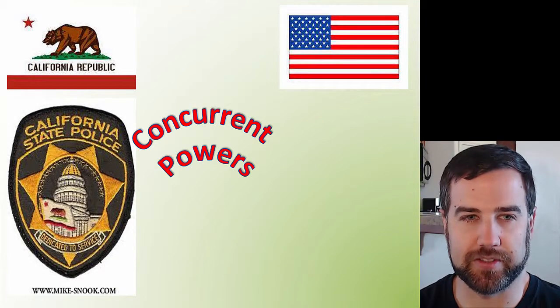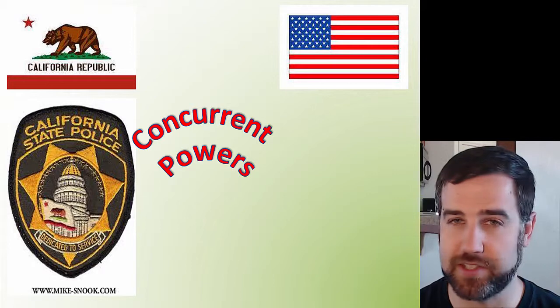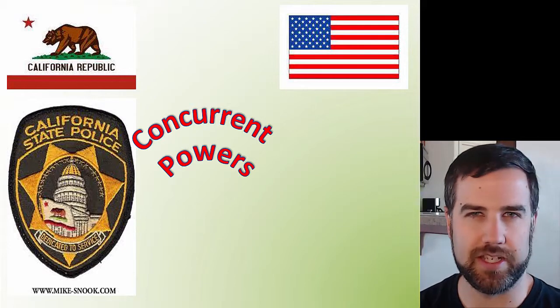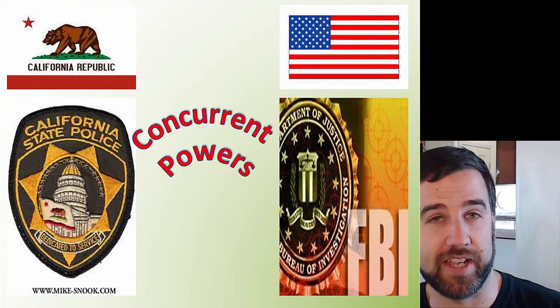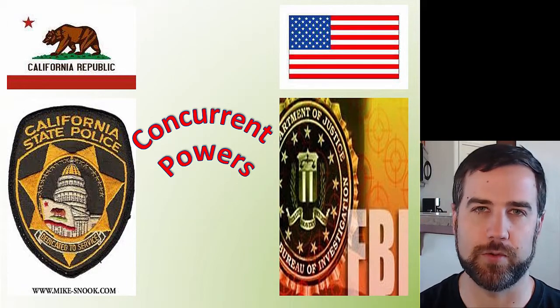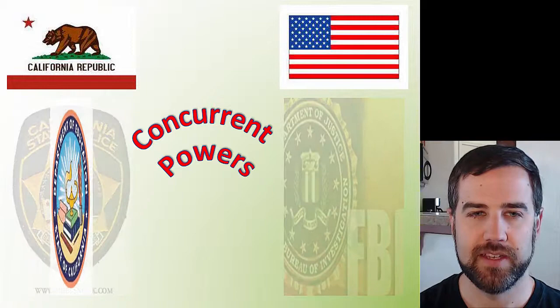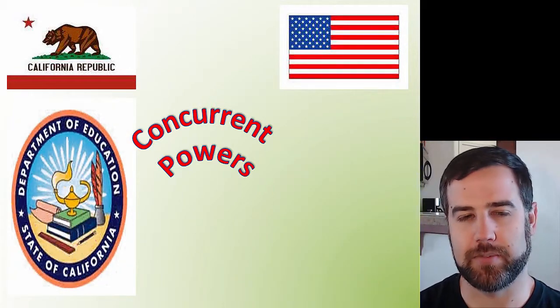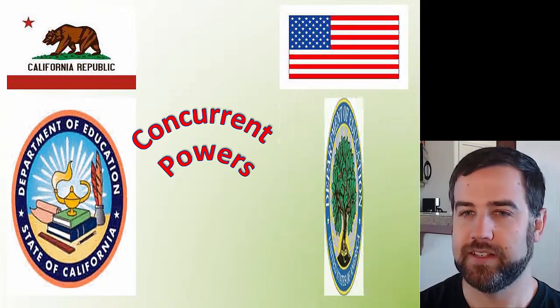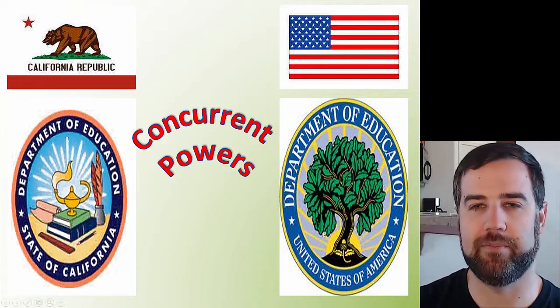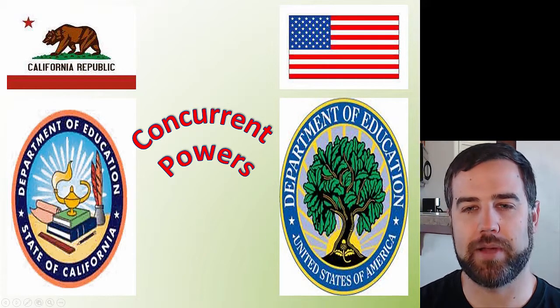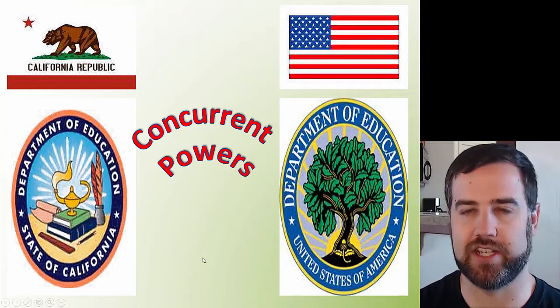So here's another example here, concurrent power. So California State Police Department. So if you go to the CSUB, Cal State Bakersfield, you'll see those around. And then for the federal government, we have the FBI and other organizations that enforce the law. And then for education, we have the Department of Education here in the state of California. And there's also a federal Department of Education. And we kind of have more of a move now of having more power of education going back to the state governments versus the federal government.